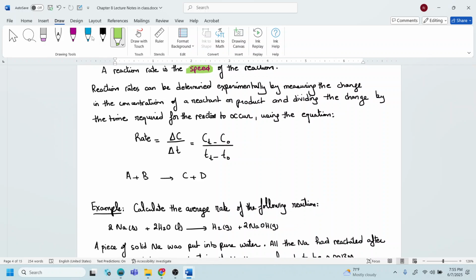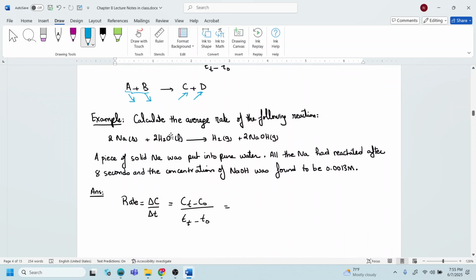In any chemical reaction, if you look at the reactants, they are going to react with each other, right? So we are expecting that the concentration of the reactants is going to decrease and the concentration of the product is going to increase. In any reaction, reactants react with each other, and as they react, their concentration starts decreasing as the concentration of the product increases. So let's have an example here.